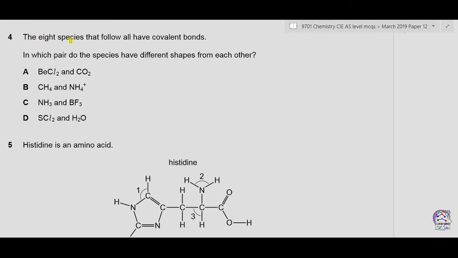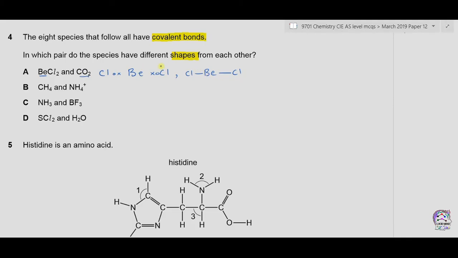Question number 4. The 8 species that follow all have covalent bonds. In which pair do the species have different shapes from each other? A is beryllium chloride and carbon dioxide. We know that beryllium belongs to group 2 of the periodic table, so it just has 2 electrons in the outermost shell, and it makes covalent bond with chlorine atom, which has 7 electrons in the outermost shell. So this structure would be linear. And the bond angle is 180 degrees.